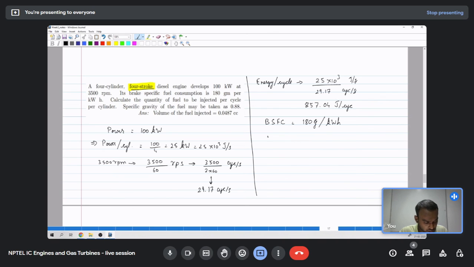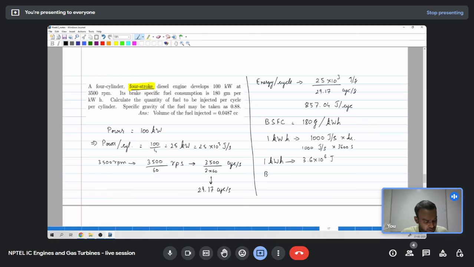So 1 kilowatt hour means 1000 watt-hour, or joule per second into hour, right? So we will have 1000 joule per second into 3600 seconds. So this way we will have 3.6 into 10 power 6 joules. So 1 kilowatt hour represents 3.6 into 10 power 6 joules.